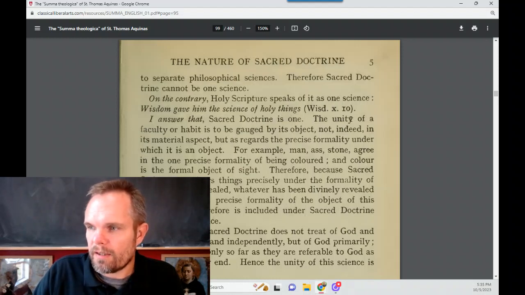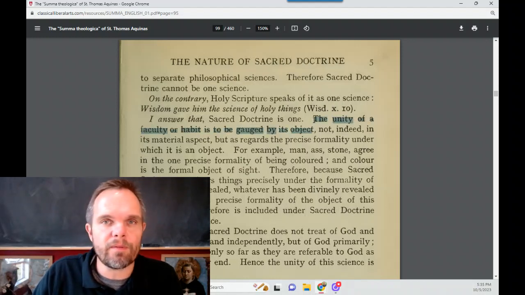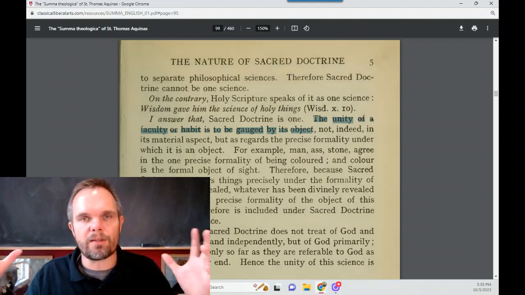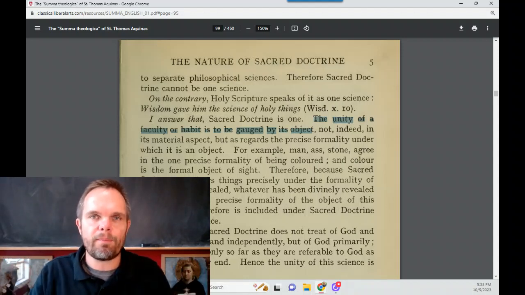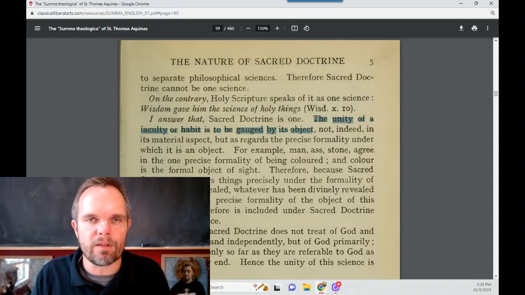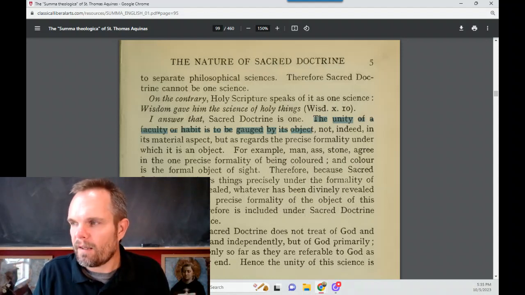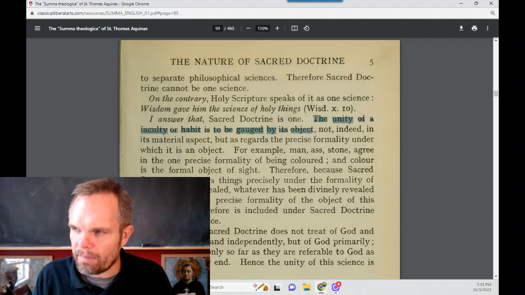The unity of a faculty or habit is to be judged by its object. There you have a good example of a universal. So he takes this general principle that's assumed to be true, and he uses that as the starting point for his investigation, the beginning of his reasoning, all right? The unity of a faculty or habit is to be gauged by its object.